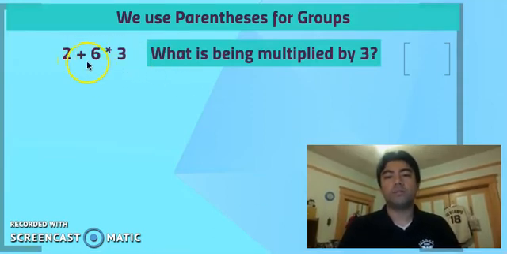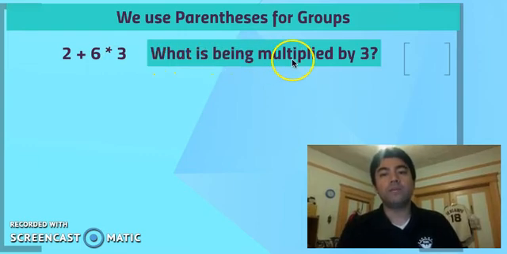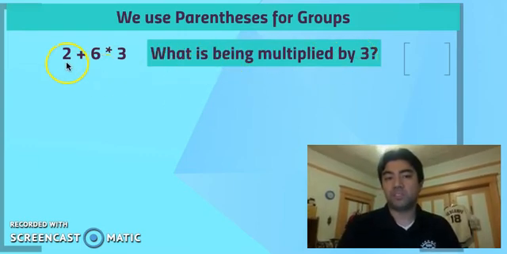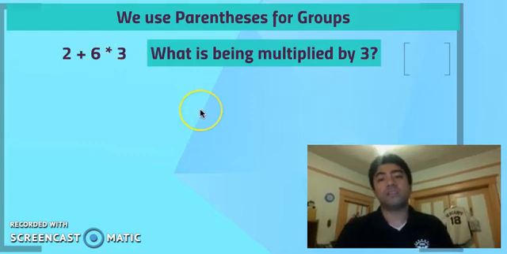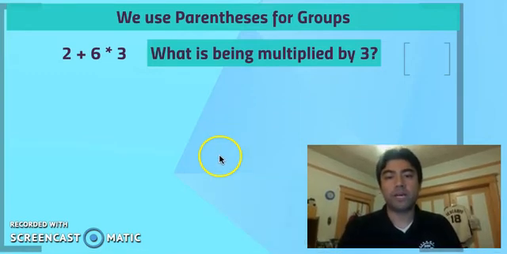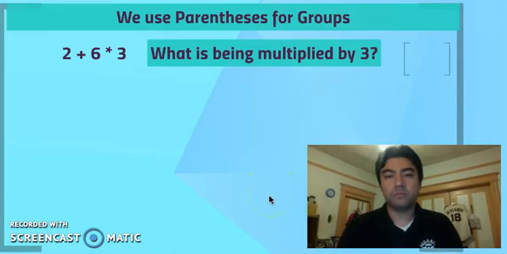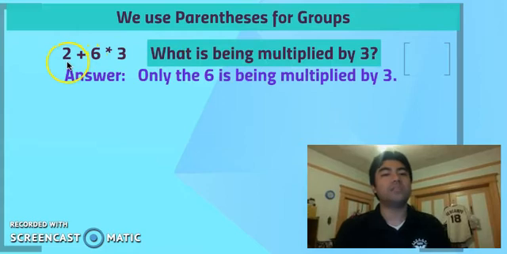Let's look at this expression right here. And I want you to think in your mind, what is being multiplied by 3? Is it the 2 that's being multiplied by 3? Is it both the 2 and the 6 that's being multiplied by 3? Or is it just the 6 that's being multiplied by 3? So I'll give you 10 seconds to think about that. All right, 5 more seconds to think about that. All right, the answer is only the 6 is being multiplied by 3. Only that 6 is being multiplied by 3, not the 2.